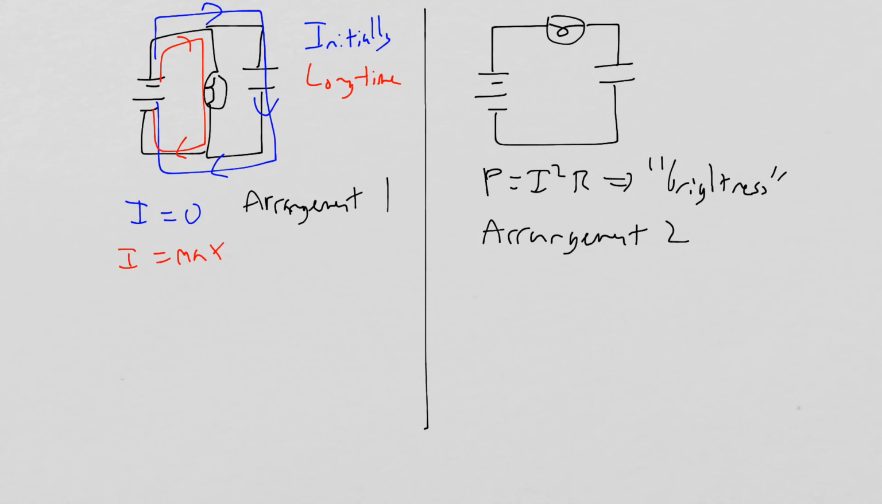So I've kind of talked through the paragraph that you need to write. Basically, the idea is to describe what the current looks like, both initially and after a long time, for both of these configurations, and then connect the current to the power to show that the current determines how bright the bulb is. And if you do those things and properly label and draw the arrangements, then you get the points.